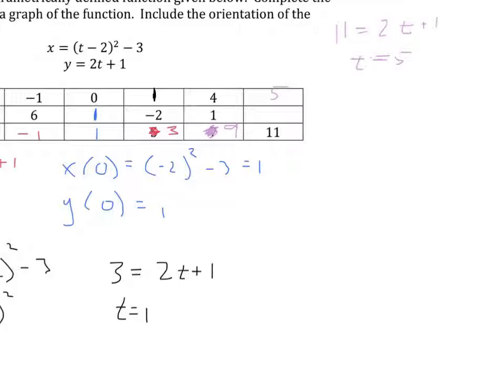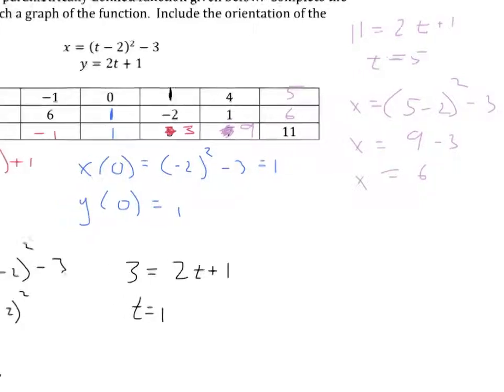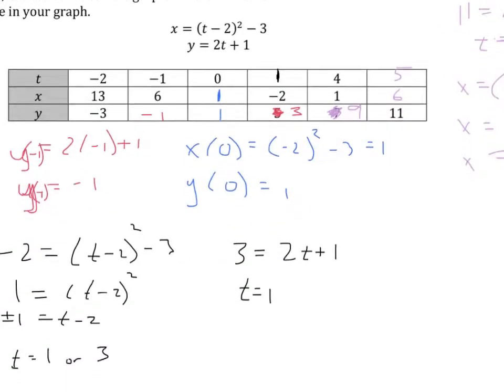If I take that time value and substitute it back into x, I'll end up figuring out that my x-coordinate is supposed to be 5 minus 2 squared minus 3. So this is, let's see here, 9 minus 3, which is 6. So there's my x component. Right? I now have this entire table filled out, right?